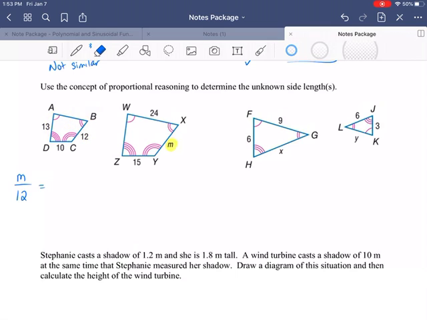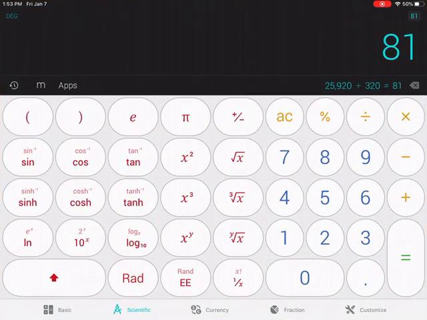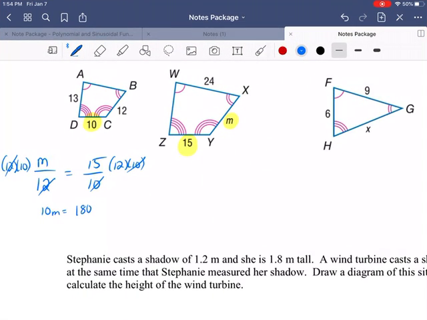Now we just need to pick two other corresponding sides. So 15 and 10 are corresponding sides. So 15 over 10. Now solving this, if you multiply this side by 12 and by 10, and this side by 12 and by 10, the 12 simplifies, the 10 simplifies. So you're left with 10m is equal to 15 times 12. So 180. Therefore, m is going to equal 18.